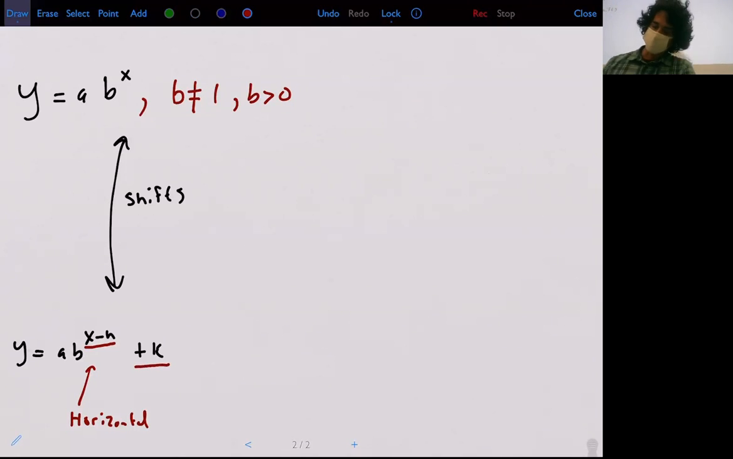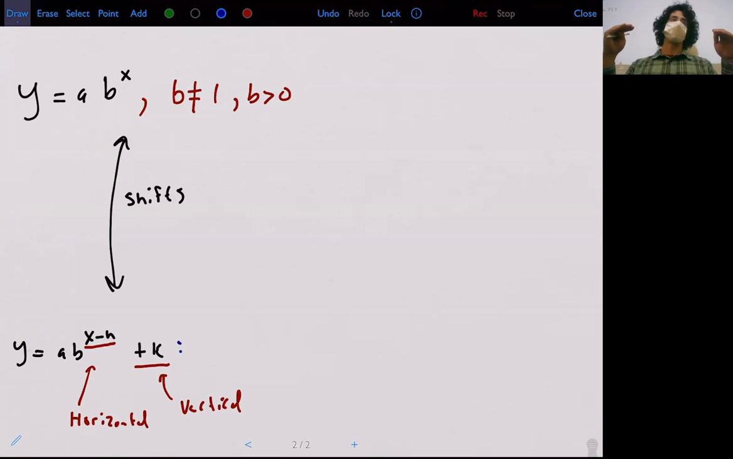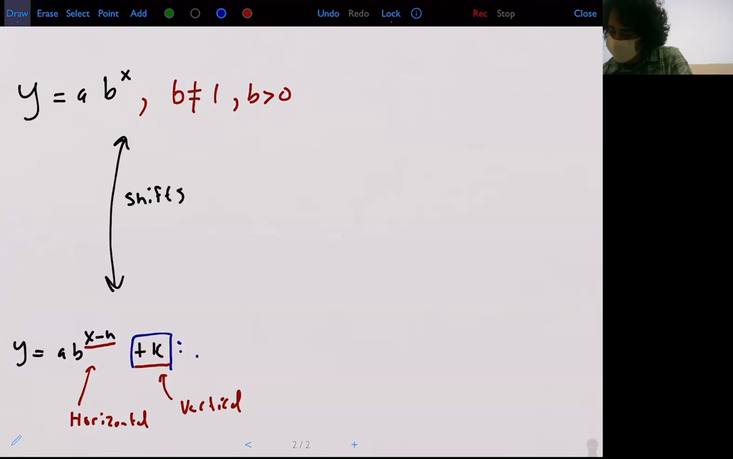And if we have a positive k here, we move it up. We have a negative k, we move it down. And this is going to indicate our vertical shifts. So one other important fact about these vertical shifts is that we have horizontal asymptotes associated to every exponential function. So if we shift our function up by a certain number of units, it shifts that horizontal asymptote with it. So this is going to determine our horizontal asymptote. So our horizontal asymptote is always going to be given by y is equal to k.